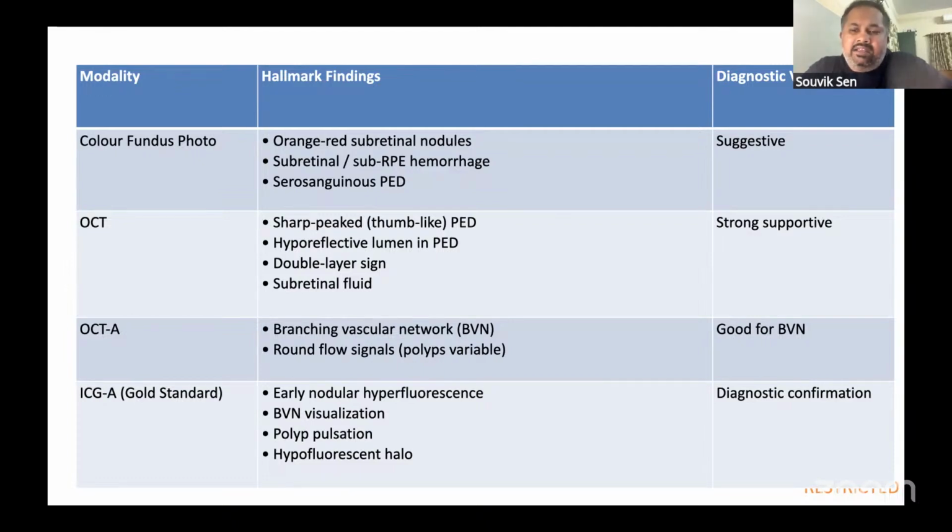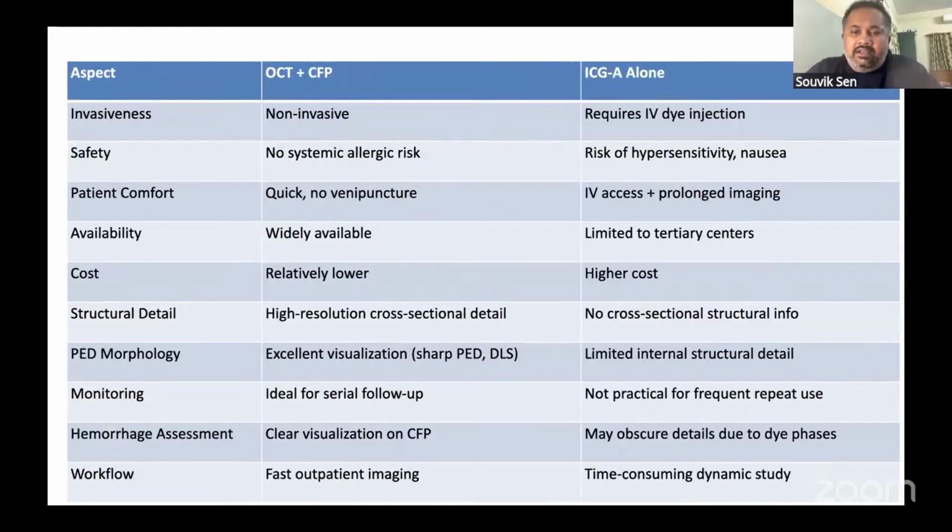Now, the real question is, if we don't have access to ICGA, or if there are barriers to accessing ICGA, can we combine the other two? For example, something strongly supportive with something suggestive, to approach the sensitivity and specificity of a gold standard like ICGA. Let's explore that, because there are studies that have been done on it. At a glance, OCT and color fundus photo used in combination versus ICGA alone have their own set of advantages.